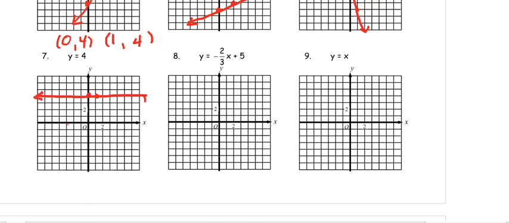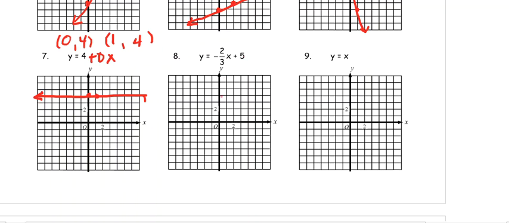It just means that as the x value changes, the y has to be 4, because you're saying y equals 4. So every point on that line, y has to equal 4. This is a 0 slope. You can just do plus 0x. That's what this means. Okay?